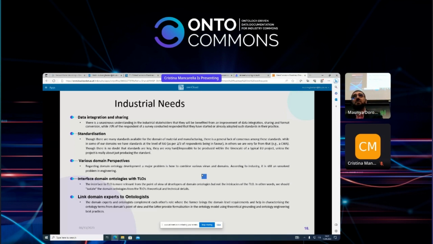Also what we highlight is that for industrial there are various domain perspectives. In the same domain there are different perspectives. Like, for example, in maintenance, we have maintainers, we have people that define strategies, we have predictive maintenance. So there are different perspectives within the same domain. All of those perspectives should be aligned and interoperable in order to ensure a chain of exchange within the same domain. Also, one of the needs is to interface domain ontologies with top-level ontologies, and also link domain experts with ontologies. So if we would like to link with TLOs, we need ontologists. We need to bridge the gap between both profiles.